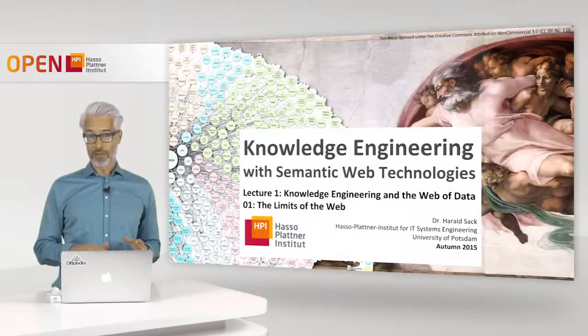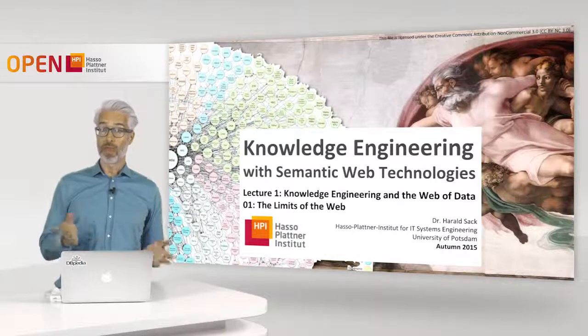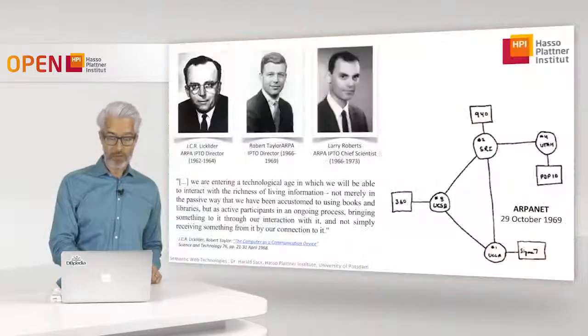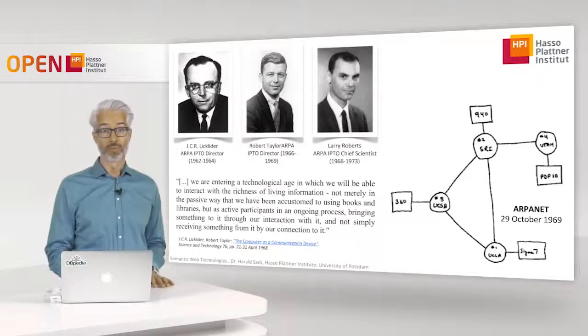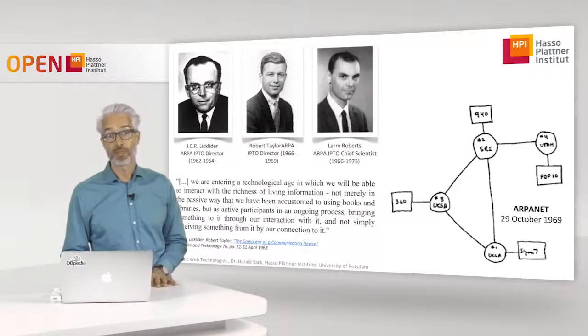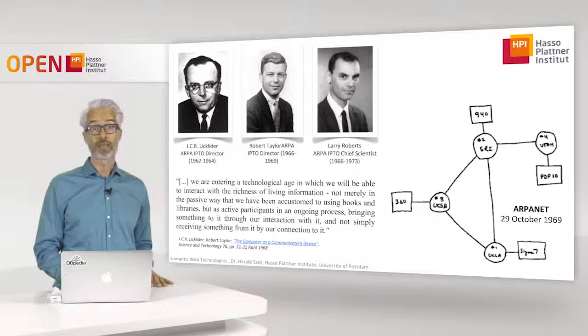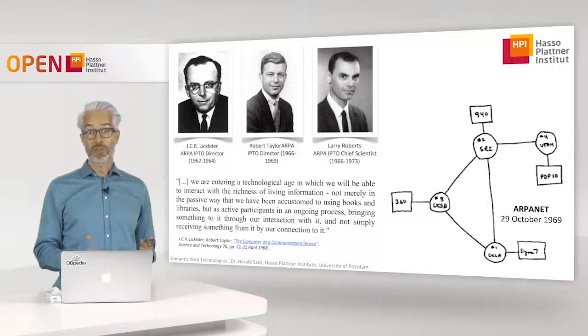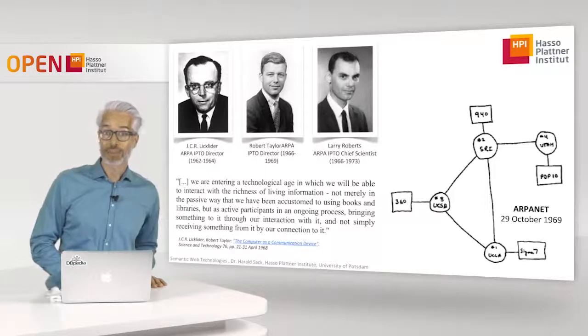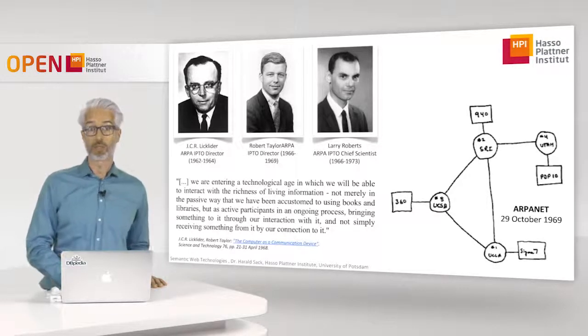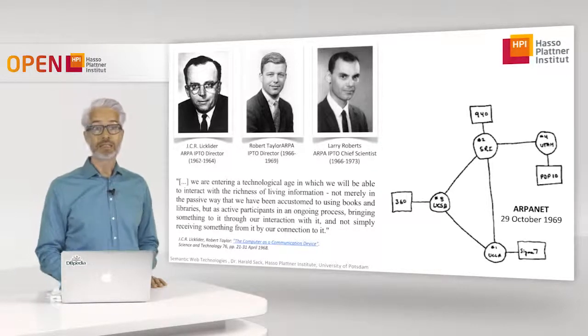So to talk about the limits of the web, we have to go back a little bit in history. And first we talk, of course, about the internet, which is the predecessor of the web. So here these three people you see here are responsible for the design and the vision of the first computer network. You see here a brief sketch of the first 4 computers that were switched together in 1969.